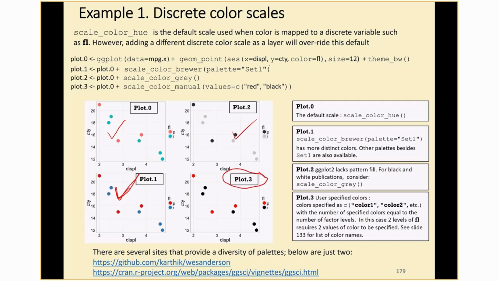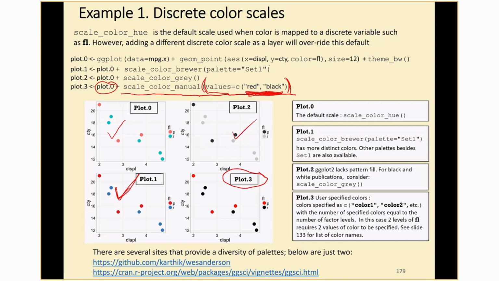So I'm going to start off with plot 0, and I'm going to add as a layer scale color manual. Values equals c, red, black. So scale color manual, and there's the open and close parenthesis of scale color manual. And inside that, I use the R keyword values, then I specify a vector. And I specify a vector with 2 colors stated inside quotation marks.